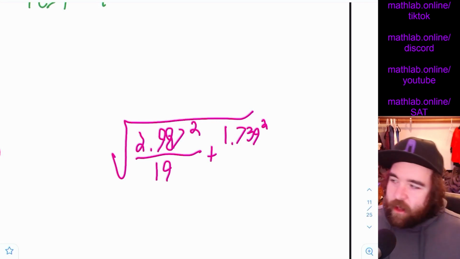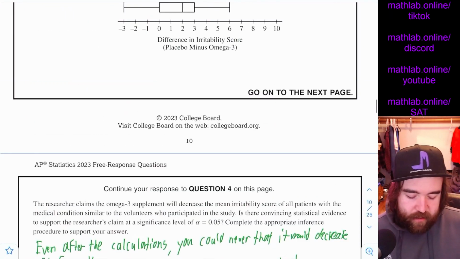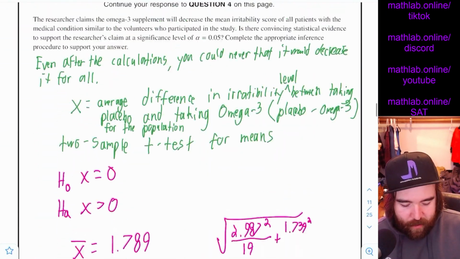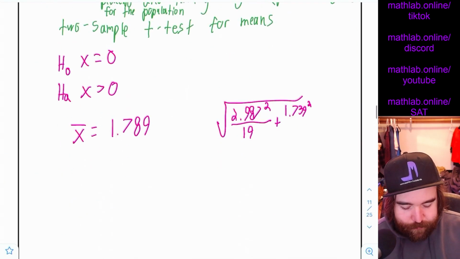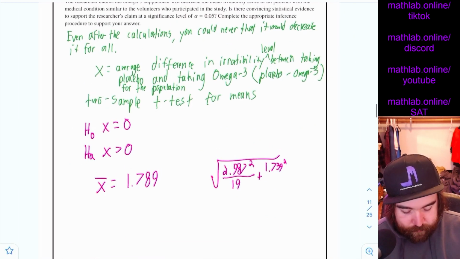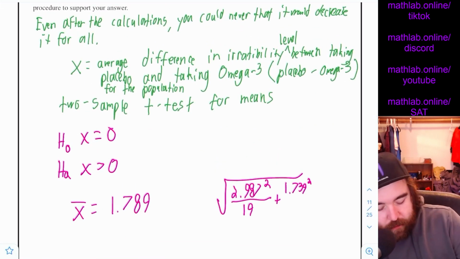You know what? I think this is all wrong. Because this has got to be with independent populations. These populations are not independent. And what you're measuring is the decrease. This is a one sample.